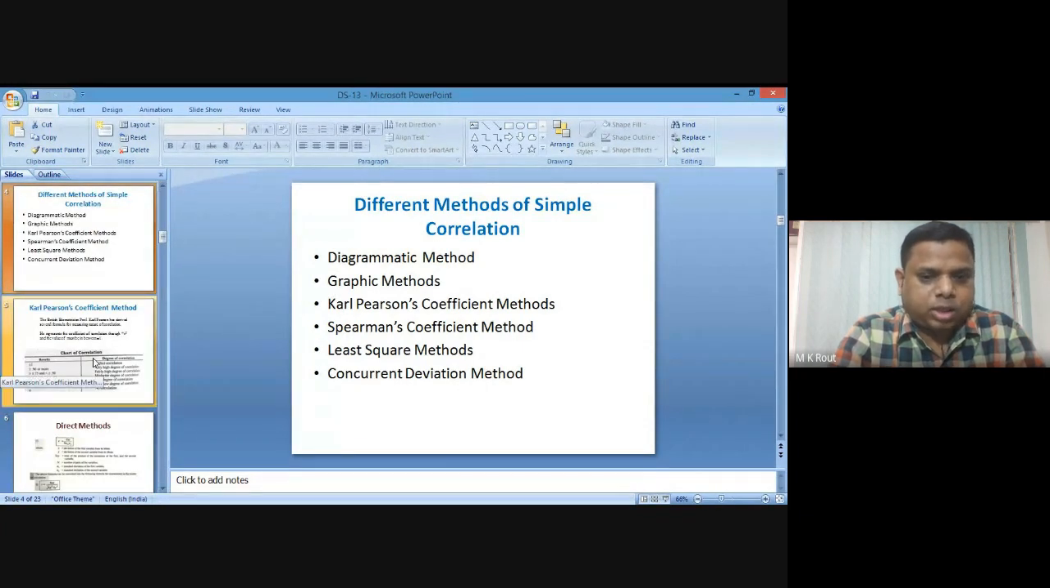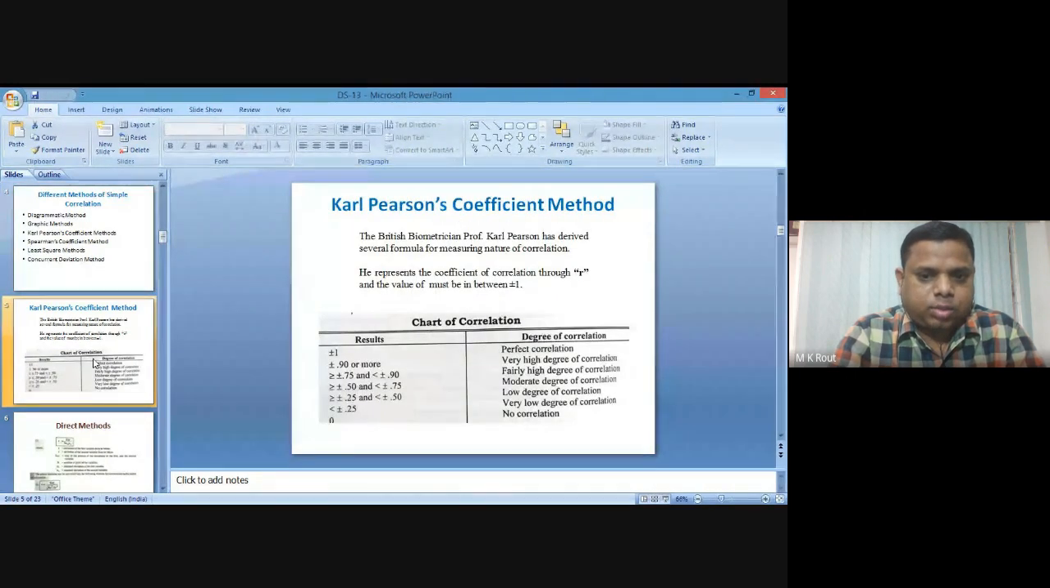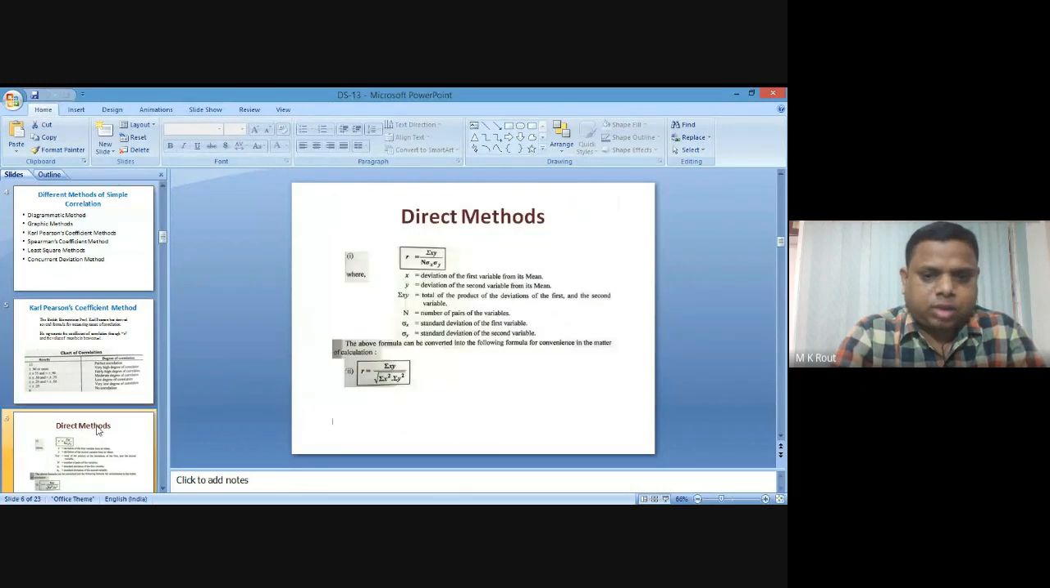Before starting the Karl Pearson coefficient in the direct method, you have to remember, as I told you in the last class, that plus minus 1 is perfect correlation, and 0 is no correlation. In the Karl Pearson coefficient method, the coefficient of correlation is denoted as r, and the value of r should be between plus minus 1. This is the most important thing. In the last class, we solved by direct methods.